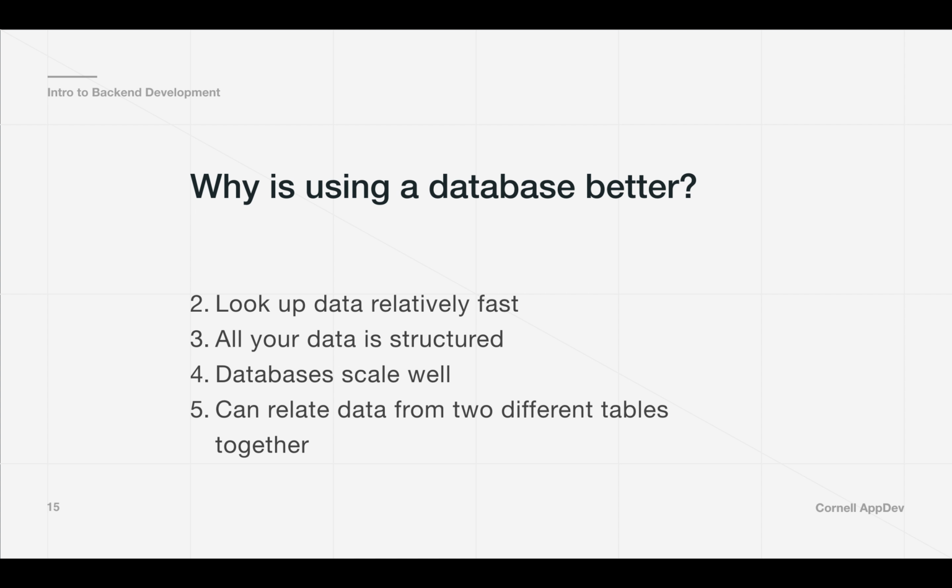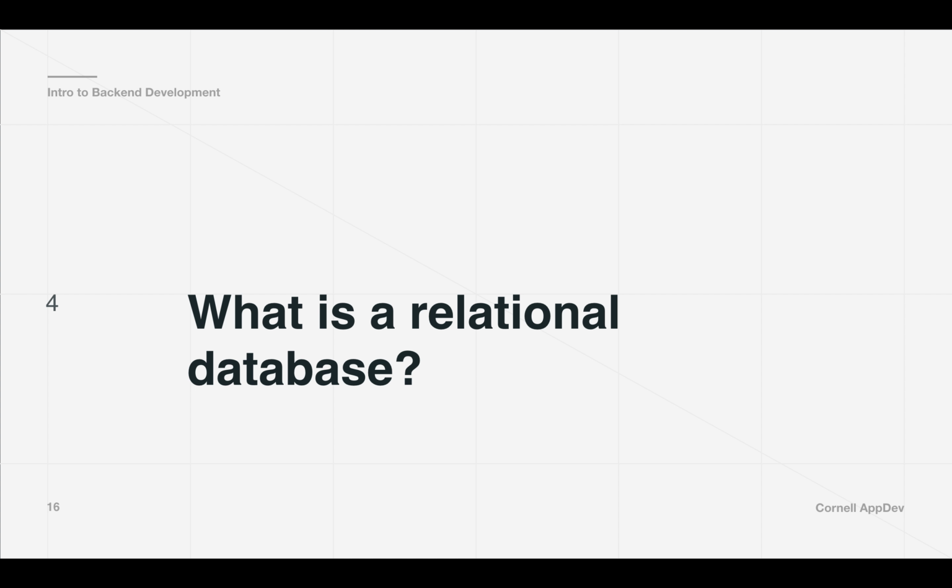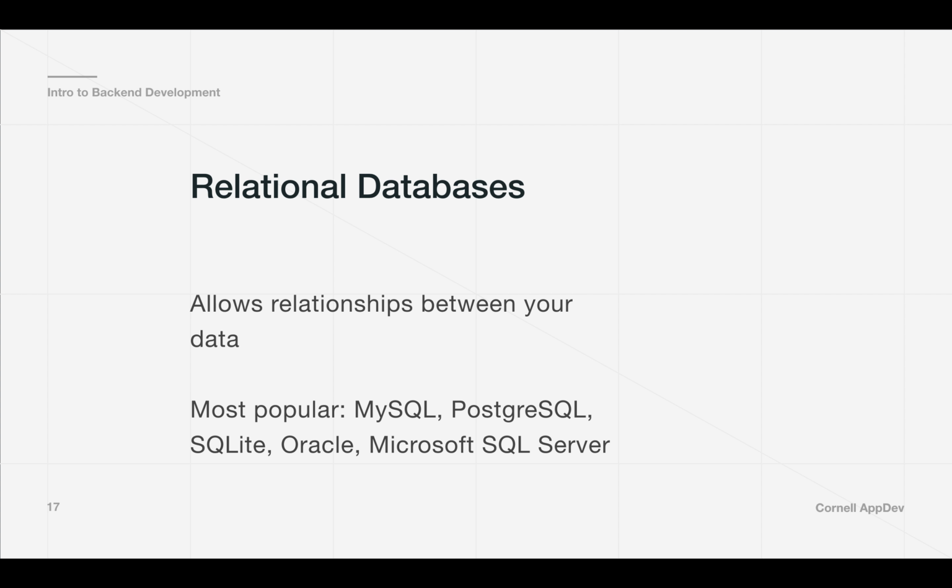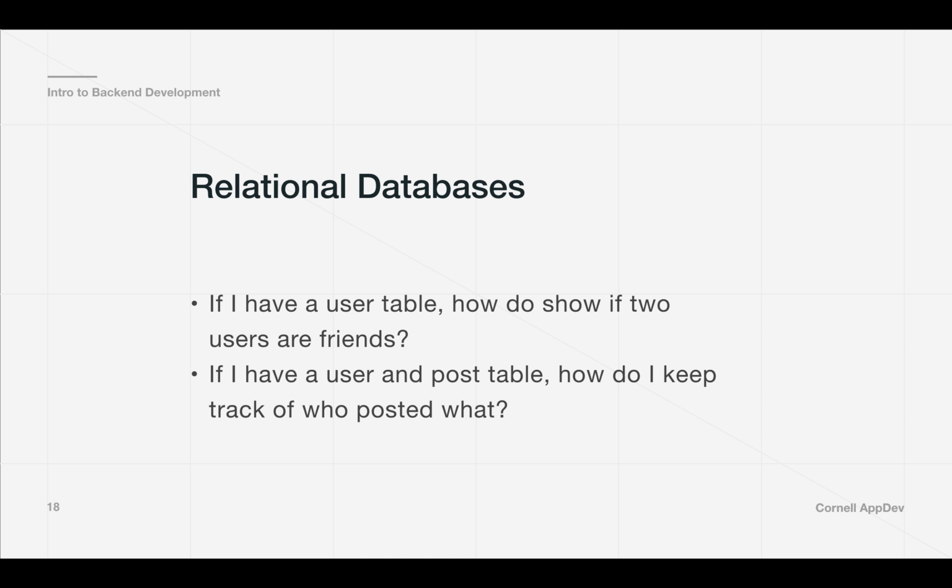Awesome. We talked a lot about relating data, but that's kind of hard to visualize. So what is a relational database? In the most general sense, it allows relationships between your data. There are different types of relational databases like MySQL, Postgres, SQLite, and some others. We're going to be using SQLite later on, and the demo will include that.